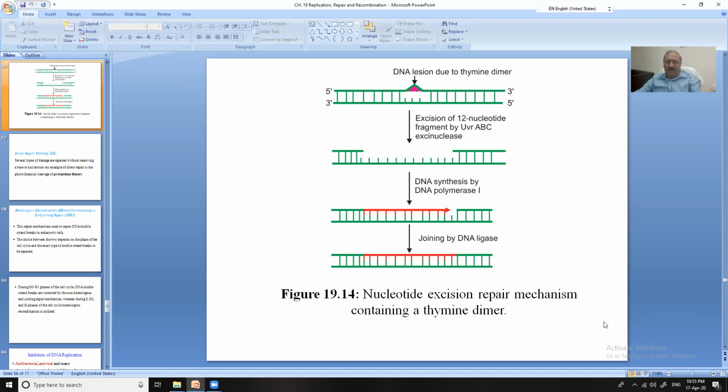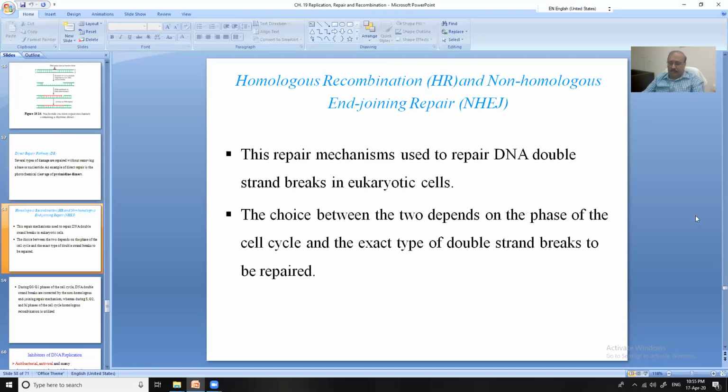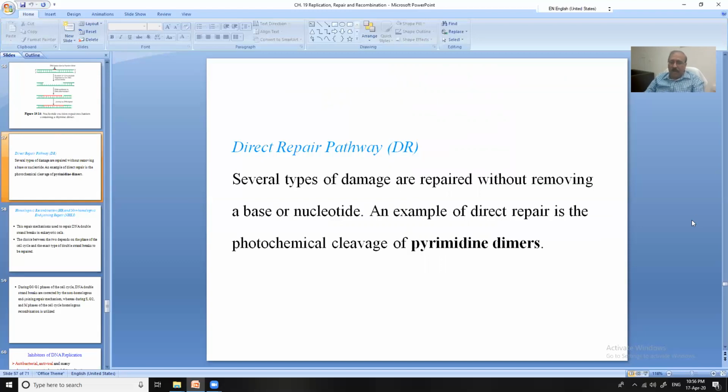This is the nucleotide excision repair mechanism for a thymine dimer. Okay. The last one is the direct repair pathway. Direct repair: several types of damage are repaired without removing a base or nucleotide. An example of direct repair is the photochemical cleavage of pyrimidine dimers.